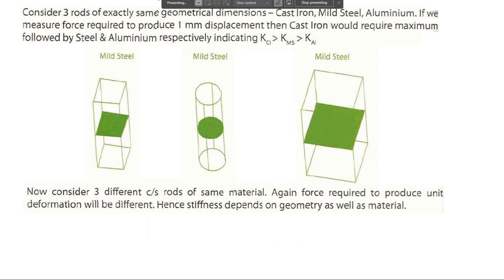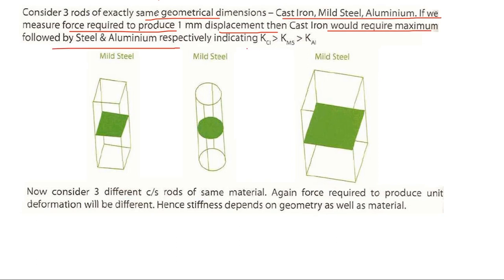But consider 3 rods of exactly the same dimensions: cast iron, steel, aluminium. If you measure the force required to produce 1 mm displacement, cast iron would require the maximum force, followed by steel and aluminium, because cast iron stiffness is more compared to mild steel and aluminium. Now consider three rods of different cross-sections of the same material. Again, the force required to produce unit deformation will be different: here the cross-sectional area is large, here it is less, here a little less. So based on the cross-sectional area, more force is required to produce unit displacement. So stiffness depends on the geometry as well as material.